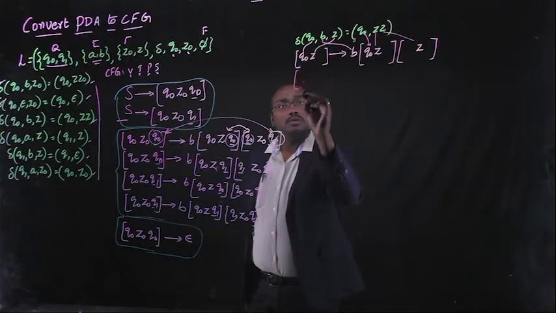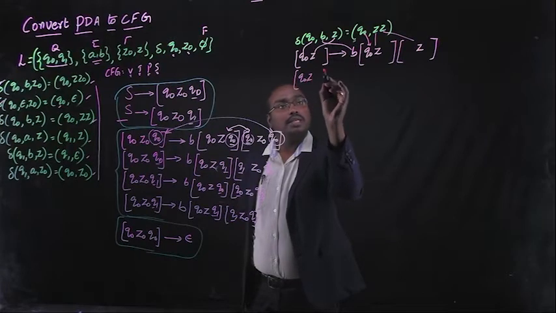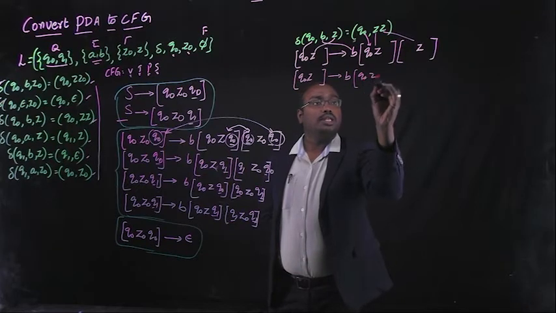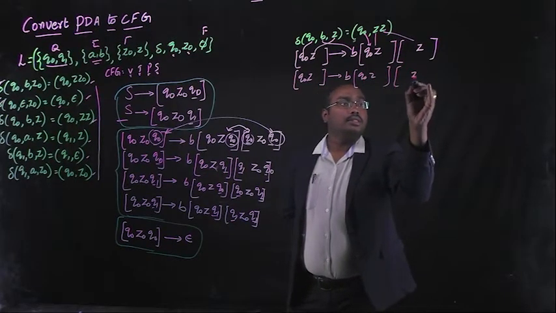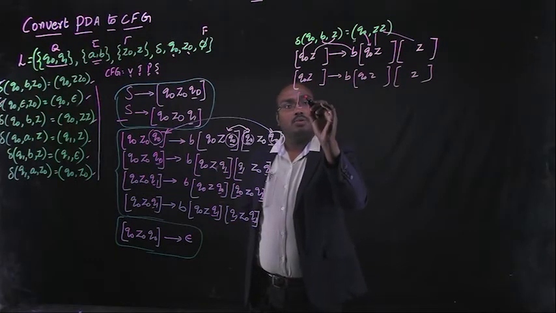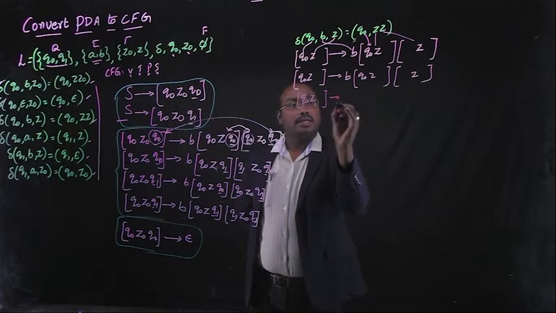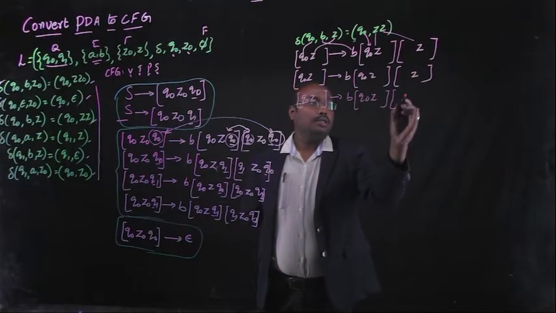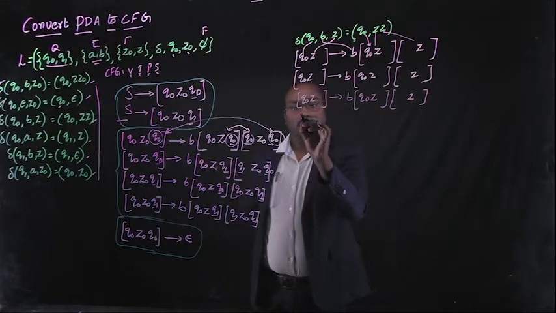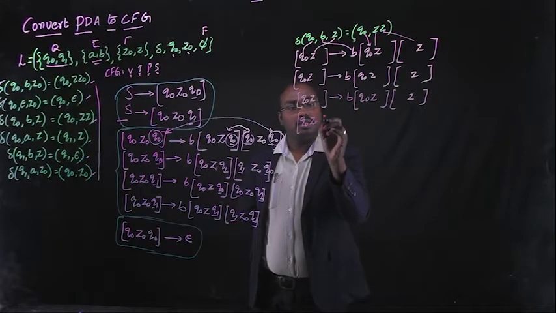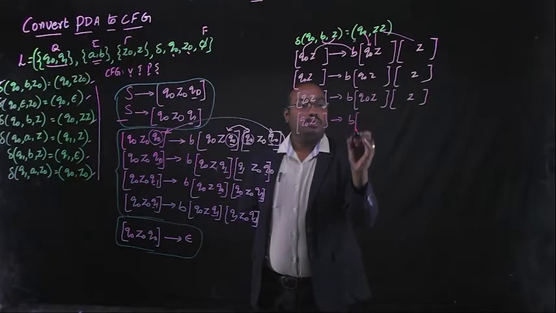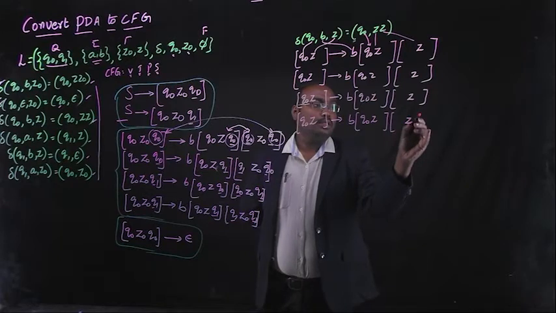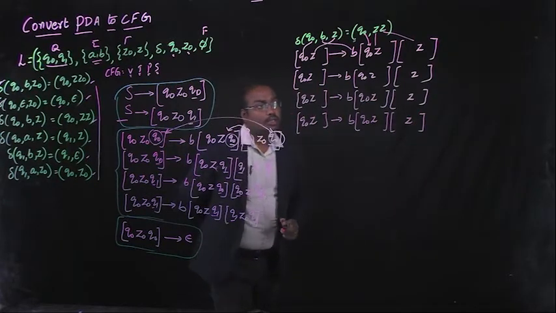So next one, Q naught Z tends to input symbol B, Q naught Z and Z. And one more production rule, Q naught Z tends to B, Q naught Z, Z. And fourth production, Q naught Z tends to Q naught Z is Z. So here there are 4 production rules.